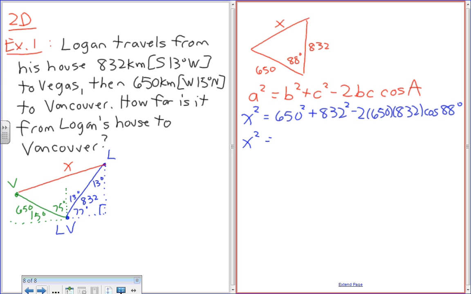All right, so if we start with the calculator too, anyone work out what x squared is equal to? When I say anyone, I mean everyone, so you should do it all the way through: 650 squared plus 832 squared minus 2 times 650 times 832 times cos 88.